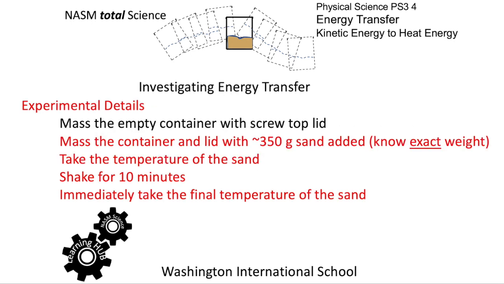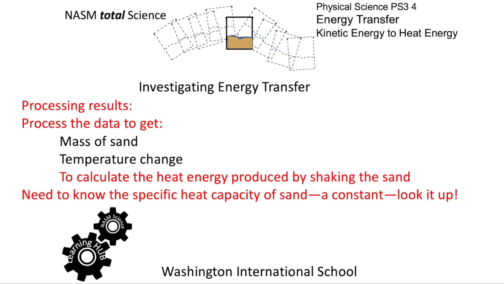So you're going to mass an empty container with a screw top lid. Mass the container with approximately 350 grams of sand. Know its exact weight, and you'll actually be using kilograms in your calculation. Take the initial temperature of the sand, shake it for 10 minutes, and immediately at the end of the 10 minutes, take the final temperature.